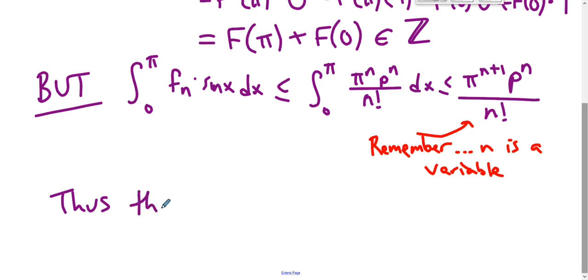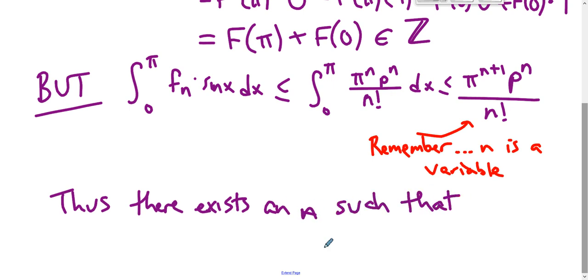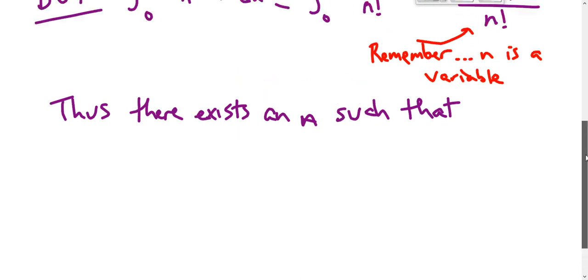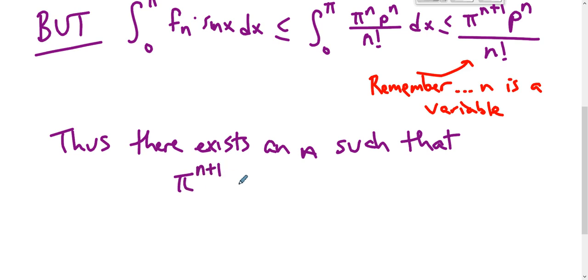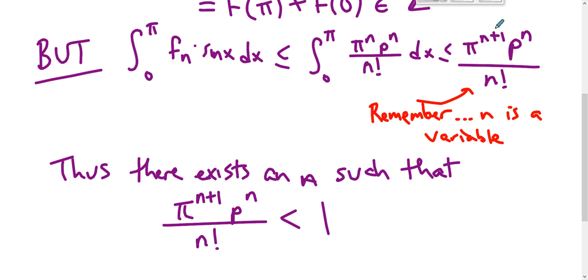Thus, there exists an n such that pi to the n plus 1 times p to the n over n factorial is less than 1. Why? Because you and I both know that the numerator is an exponential function in n, and the denominator is a factorial function in n. And you and I both know from our studies of power series that factorial functions grow faster than exponential functions do. And so eventually, factorial is going to take over. Eventually, the factorial function will be greater than the exponential function. And when that happens, this fraction is less than 1.